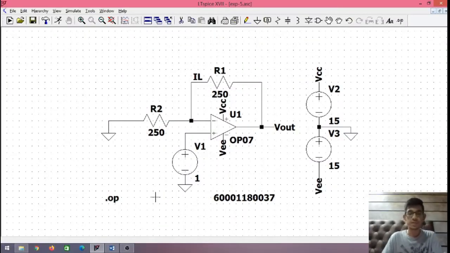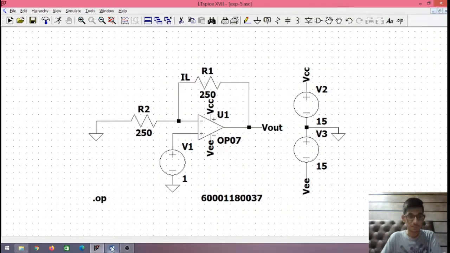Today we are going to the fifth experiment of the DLIC subject, which is the V2I converter with ground and floating load. So this is for the first, which is the floating load. This is the schematic. First we'll see the calculation for the resistance R.